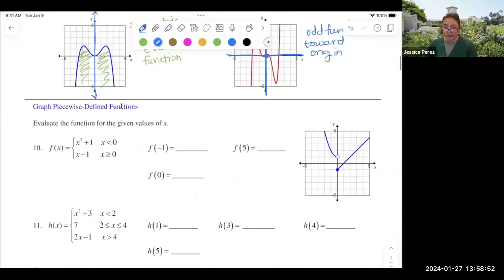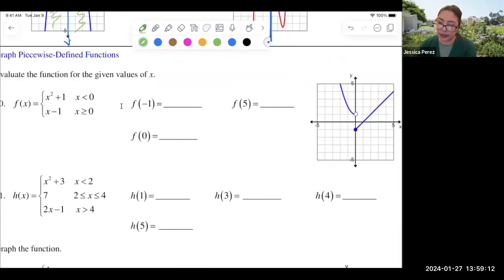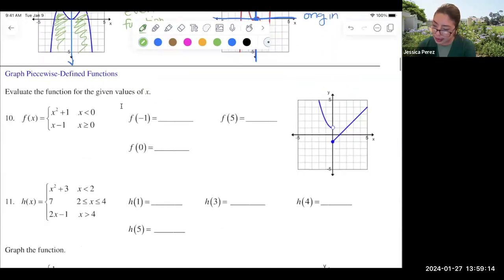So the first thing we want to do is talk about what it means to be a piecewise function. A piecewise function is a graph that is graphed by pieces. So your graph is defined at a particular x location, a particular domain. So the first thing that they want us to do is to look at this graph.